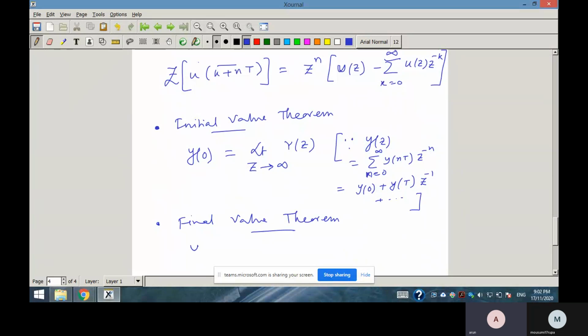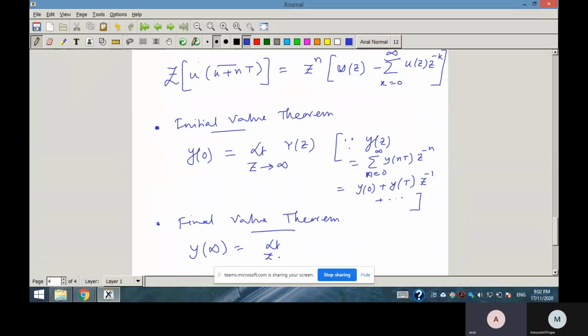Final value theorem: y infinity equals the limit. So this result is important. The final value theorem, or limit z tends to 1. Here y infinity means the limit as k tends to infinity of yk.